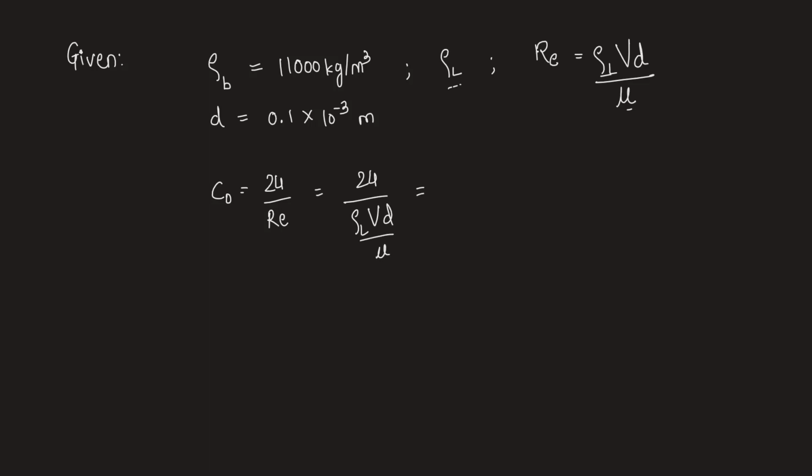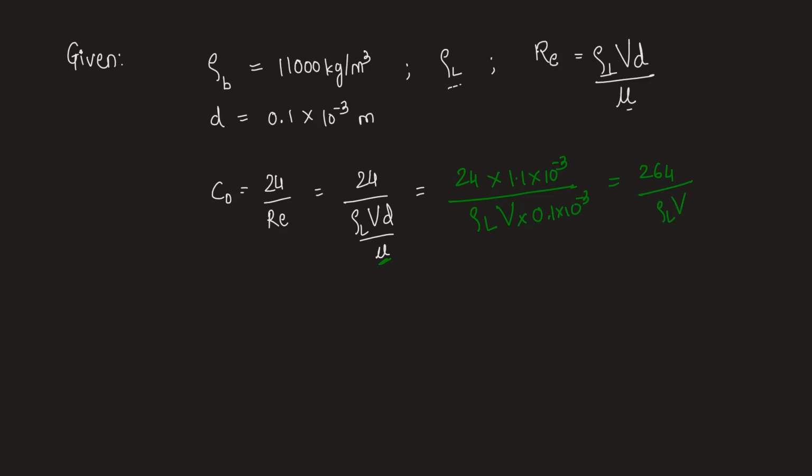This will be equal to, substituting the values that we know, 24 into mu, given 1.1 into 10 to the power minus 3 kg per meter second. This is an SI unit. So we have substituted it as it is given, divided by rho L, not known, keep it as it is. V is not known, keep it as it is. Into D is known to us, 0.1 millimeter, so we have converted it to meter, 0.1 into 10 to the power minus 3 meter. So this turns out to be 264 upon rho L V.